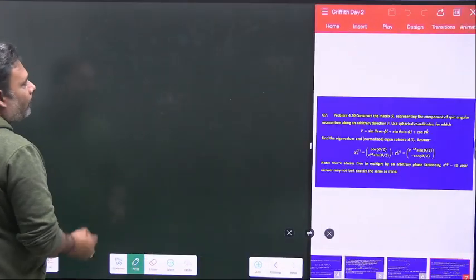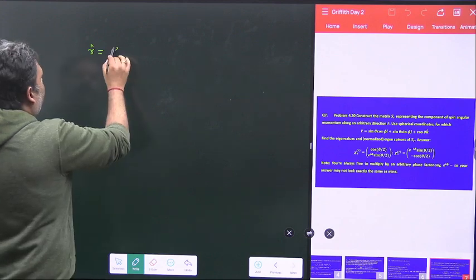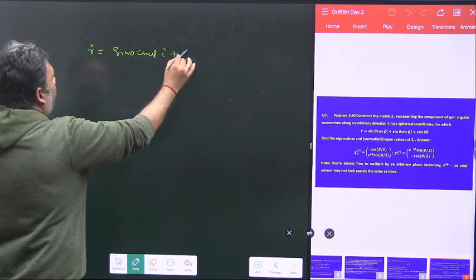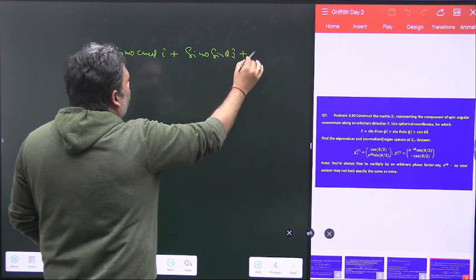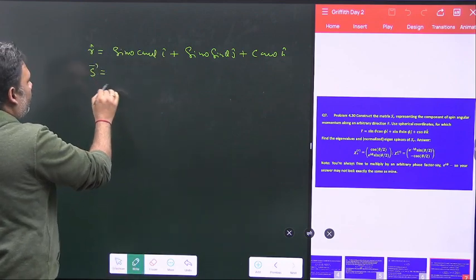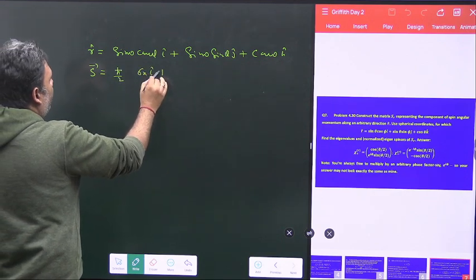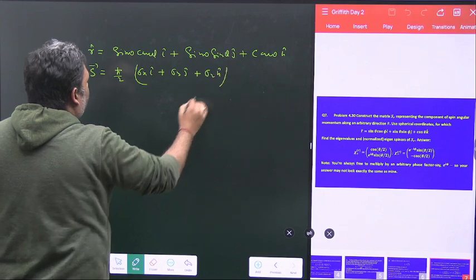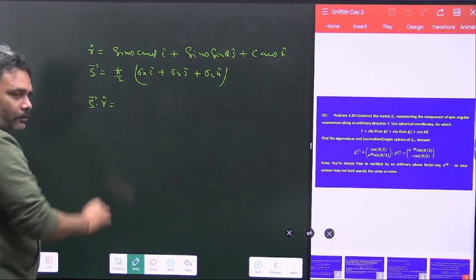Chalo, so what we have is r cap vector. What is this? It is given that it is nothing but sin theta cos phi i cap plus sin theta sin phi j cap plus cos theta k cap, and we have sigma vector that is nothing but h cut by 2 (sigma x i cap plus sigma y j cap plus sigma z k cap), and we have to find S dot r cap. इसी को तो निकालना है आपको.